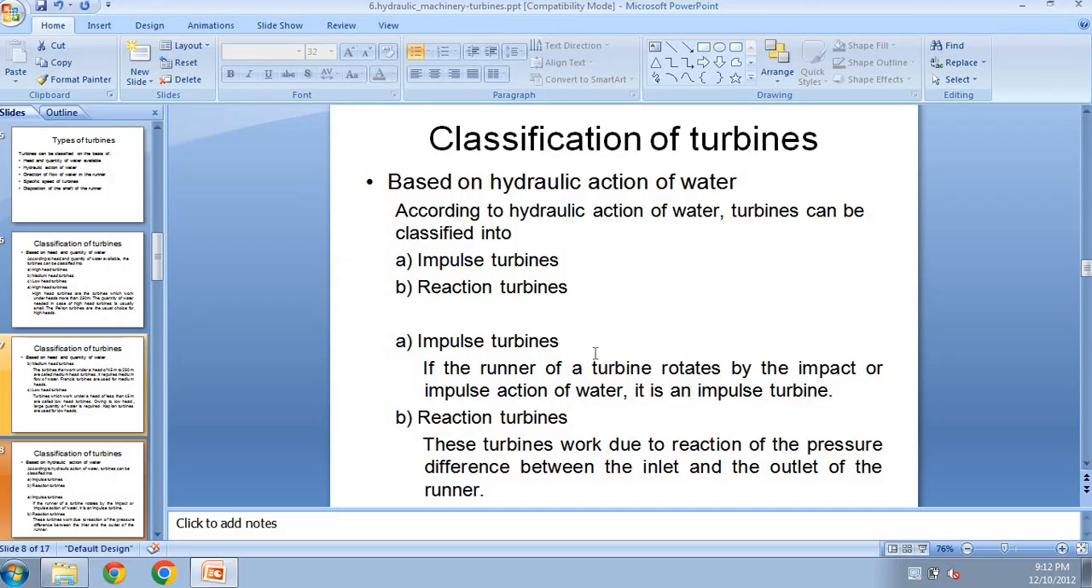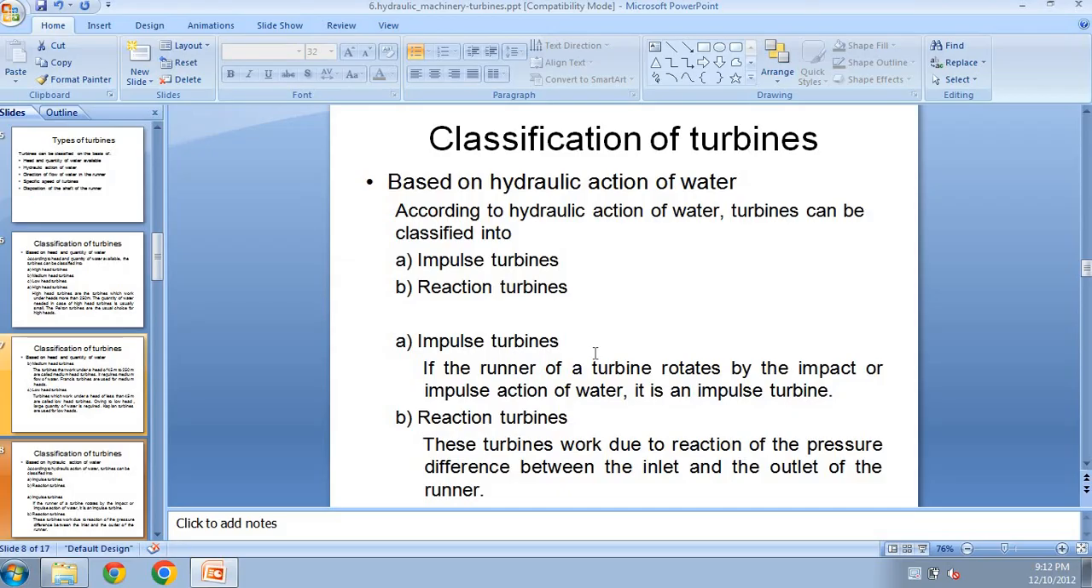So this particular action of the water in this turbine is an impulse type of action. The water strikes the runner, having impact or impulse on that runner, so it is called the impulse type of turbine.